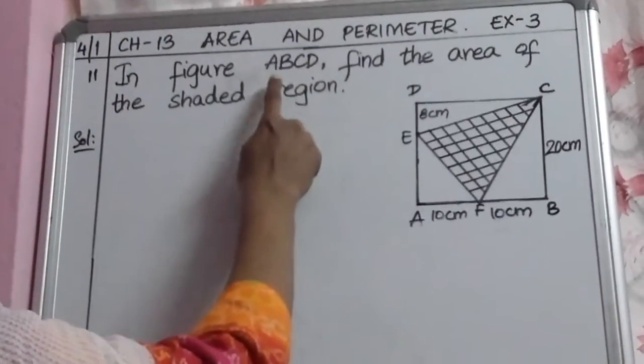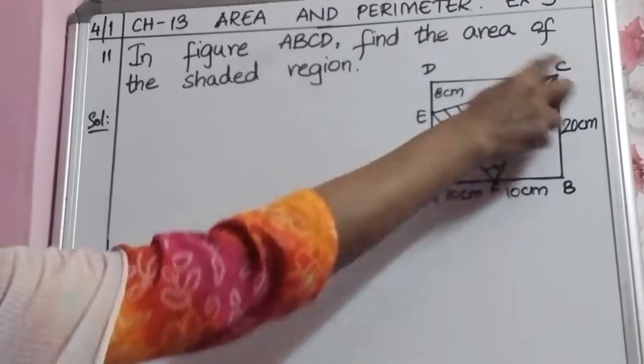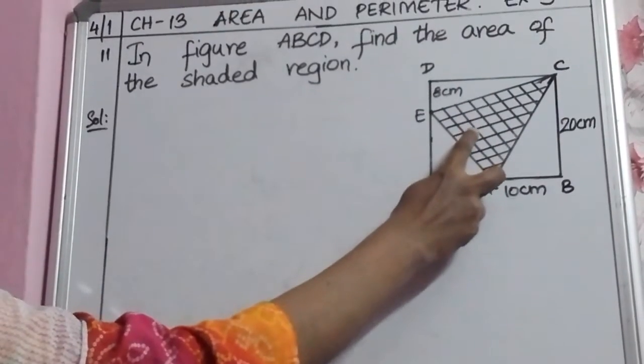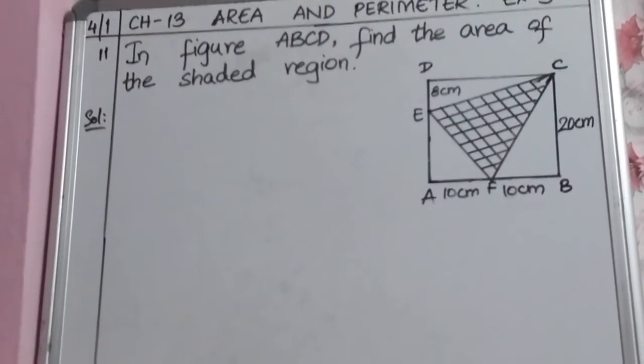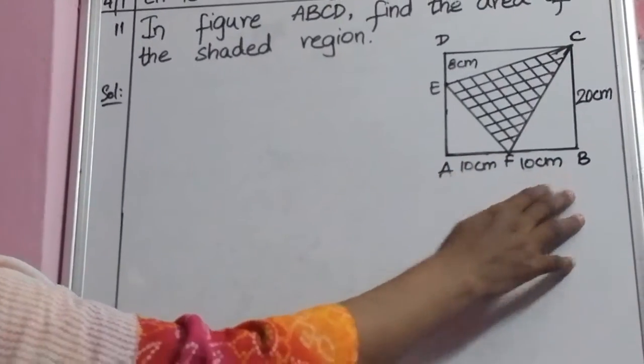Okay. Let's do exercise 3, problem 11. 11th problem. In figure ABCD, find the area of the shaded region. You should find out the area of the shaded region. So for that, first let us observe the figure given.